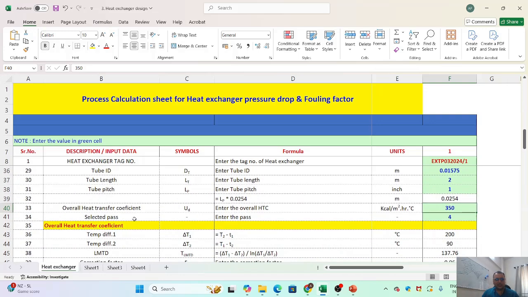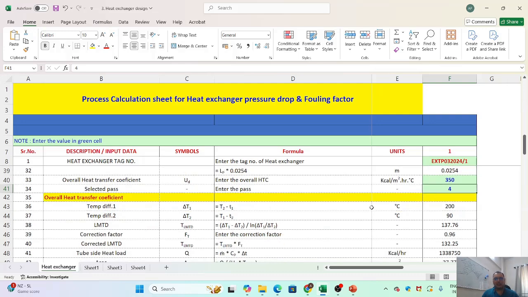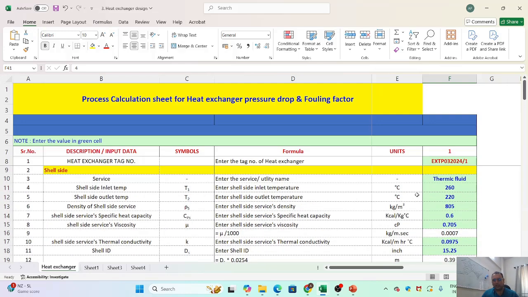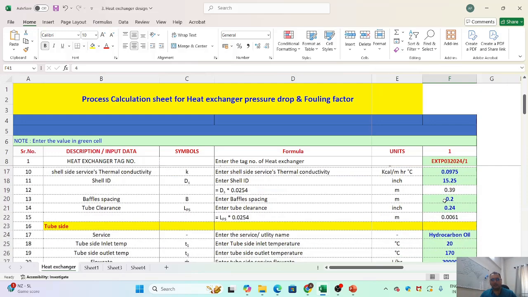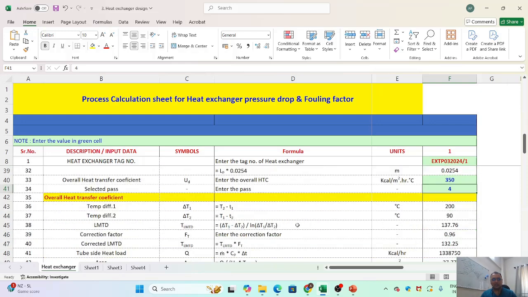Now our next is selected pass. So how many times you want our fluid to pass? So it is either 2 pass, 4 pass, 6 pass, 8 pass, like that. So for this, I am giving 4. Now let's see what all things it is calculating. So this is all what will be given as an input till now, whatever we have discussed. Next will be what it will be calculating.